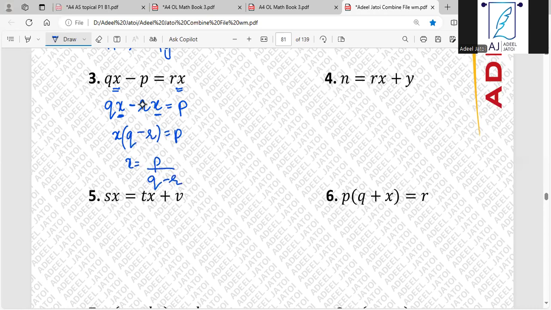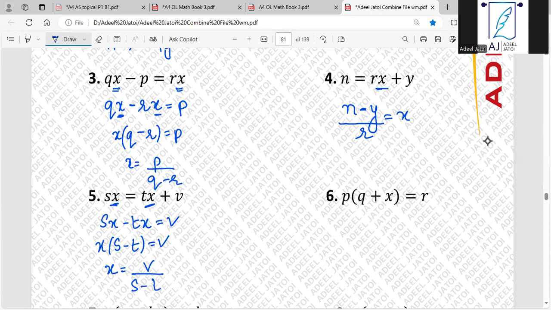Whereas in part 4, if you see that you have x plus y, what goes on the other side becomes minus y, right? So n minus y upon r is equal to x, because you already know that there is only one x, right? On the other hand, if we do question number 5, you'll see there are 2x. So this will be sx minus tx is equal to v. So x times s minus t is equal to v. We took x common, right? And then s minus t is being multiplied, so it will be divided on the other side, which will be v upon s minus t.